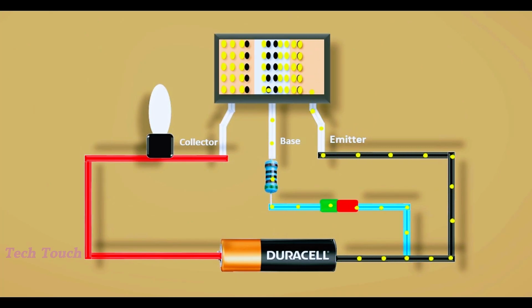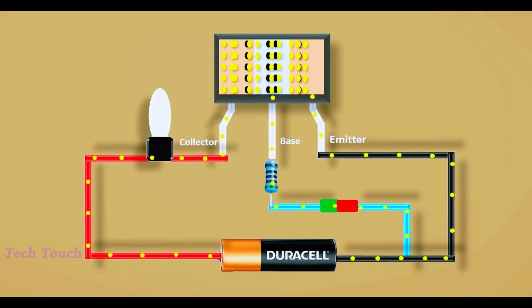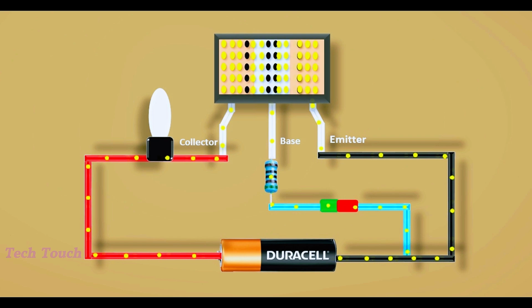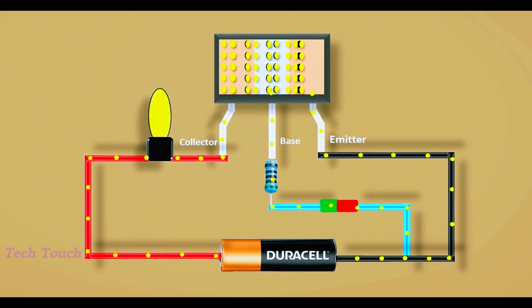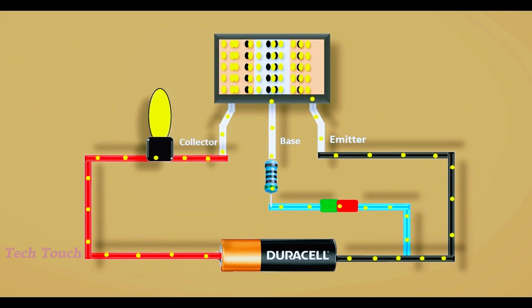As a result, the electron deficiency in the base layer will be filled, and the entire transistor will now turn on. That is, current will now enter through the emitter, pass through the transistor, and exit through the collector, and the load connected to the collector will turn on. We have used a bulb as a load in this circuit, so now the bulb will stay lit.